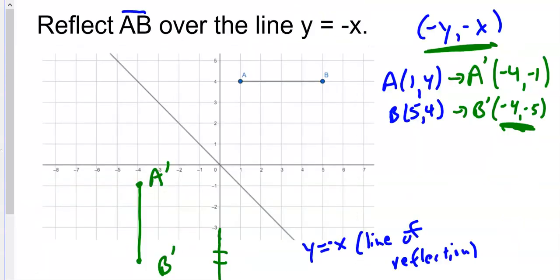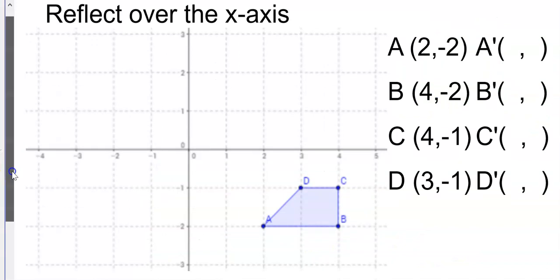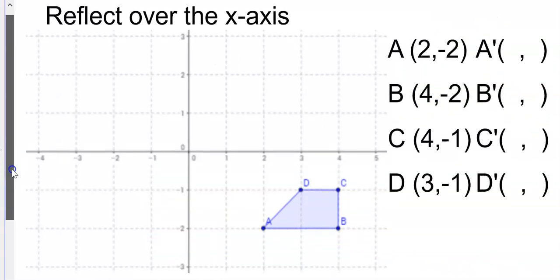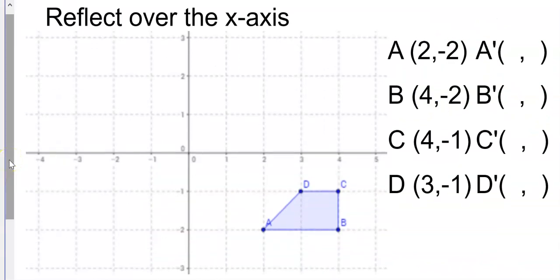All right. I would like you to actually try this one on your own. This one will reflect over the x-axis. Might be helpful to go back and look at those coordinate rules. And again, draw it, find your ordered pairs, and make sure you label as well. Okay? When you're ready, push play to check your answers.